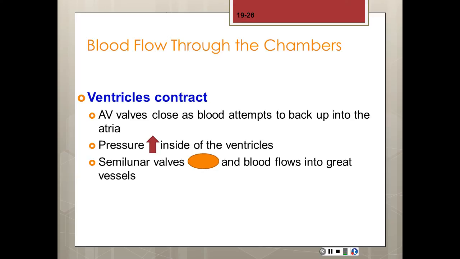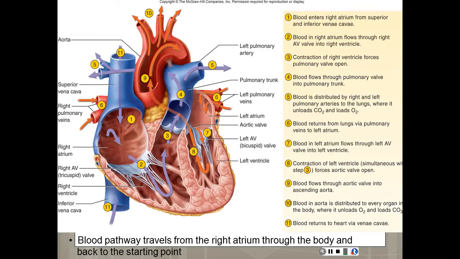And in order for the ventricles to successfully pump blood out of the heart, those AV valves, our tricuspid and our mitral valve, have to be closed. That's to make sure the atria don't get backed up with blood. We don't want blood going in the wrong direction. So pressure will increase inside of the ventricles, and our semilunar valves, which are our aortic valve and our pulmonary valve, will open, and the blood will flow out into those great arteries or vessels. Alright.